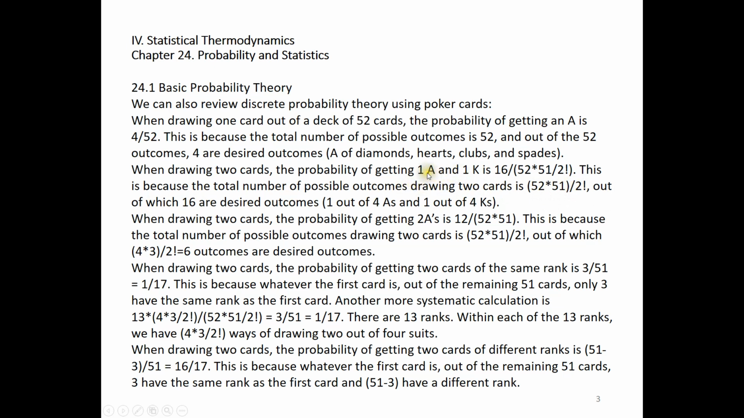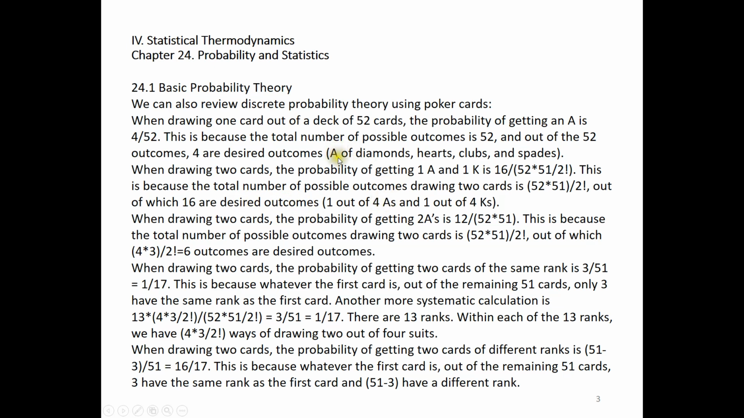So get back to this. What's the probability of getting 1 ace and 1 king? When we draw 2 cards, there are many possible outcomes. Over here it's 52 times 51 over 2 factorial. Alright, this many possible outcomes. 16 are desired outcomes, because we can have one card being one of the 4 aces, and another card one out of 4 different kings. So 16 different desired outcomes.